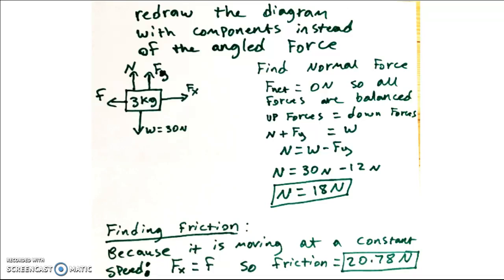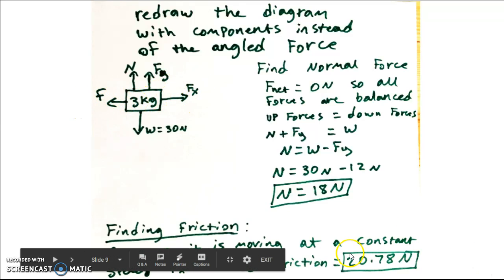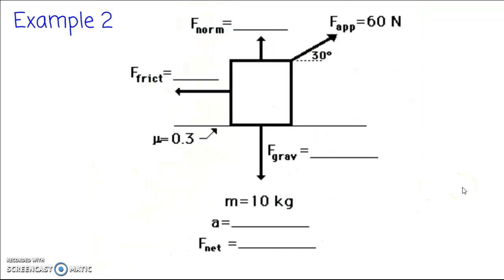All the forces to the right have to equal the forces to the left because everything's balanced. So whatever you got for the x component of the force has to be friction, and we got 20.78 for the x component of the force. Remember, you can pause the video anytime. All right, so on to the next one.